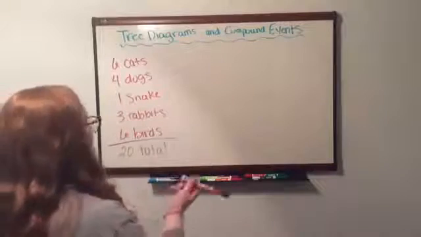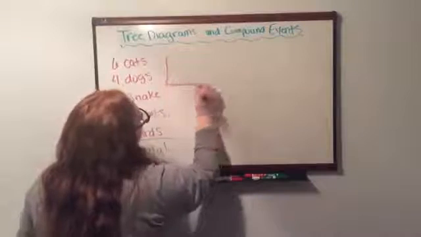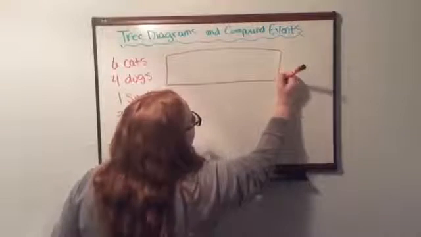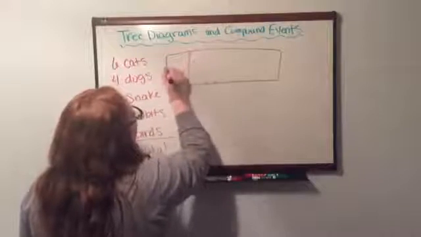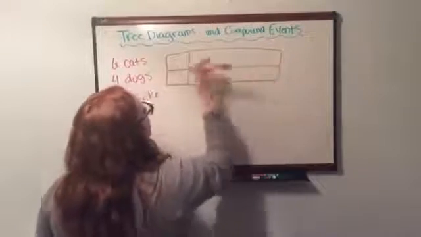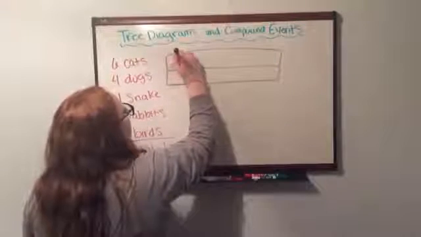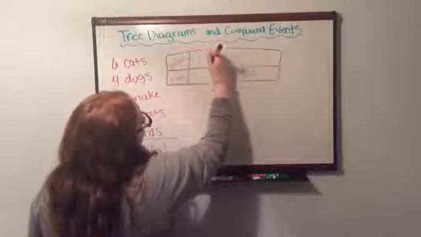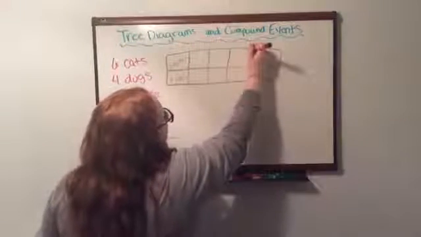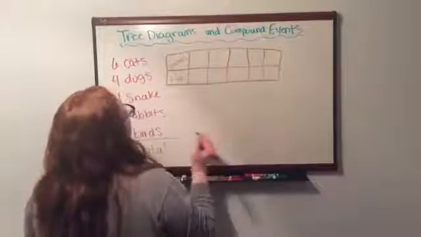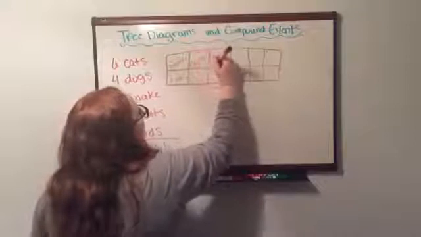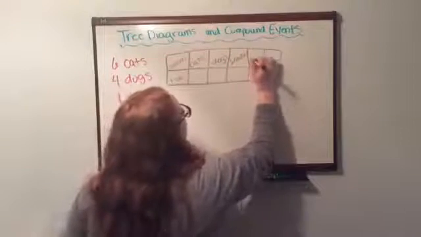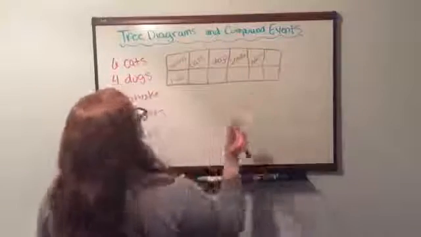So, let's make a probability model now. Make sure we make this nice and long, so we have lots of room for all of our animals. So we have our outcomes up top. So just going to go ahead and get the rest of the boxes ready. So we have cats, we have dogs, snakes, we have rabbits, and we have birds.